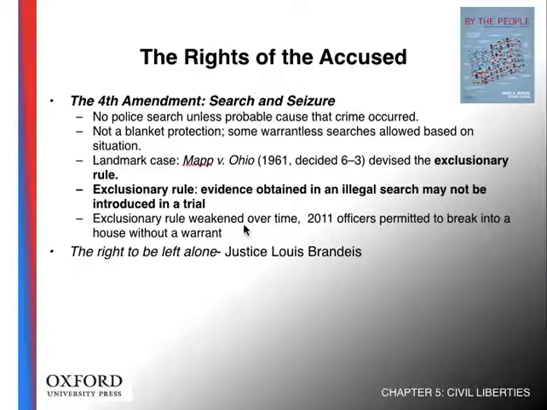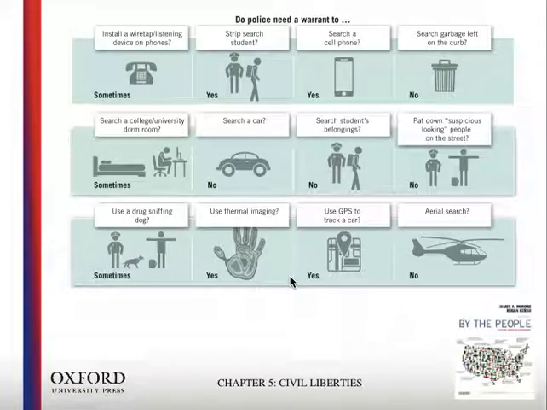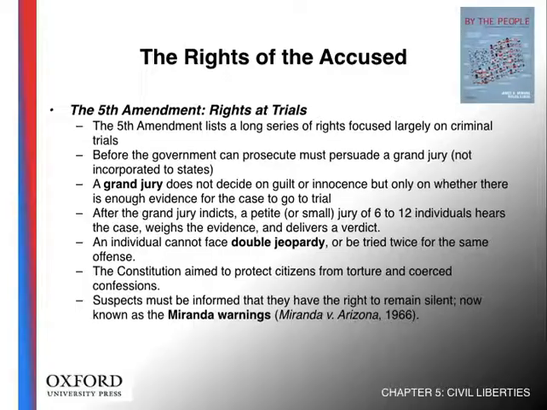So the exclusionary rule has weakened over time. In 2011, officers were permitted to break into a house without a warrant. But for the most part, the Fourth Amendment dictates that we should have a warrant before seizing our property. This chart lets you know what police do need a warrant for and what they don't in certain situations. So you might want to check that out.